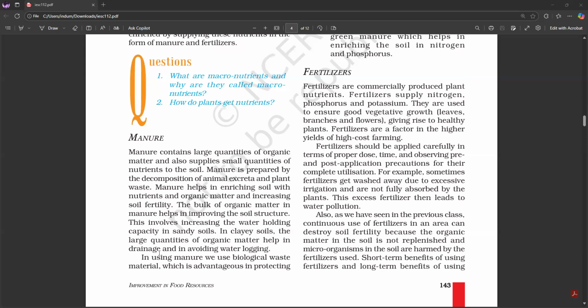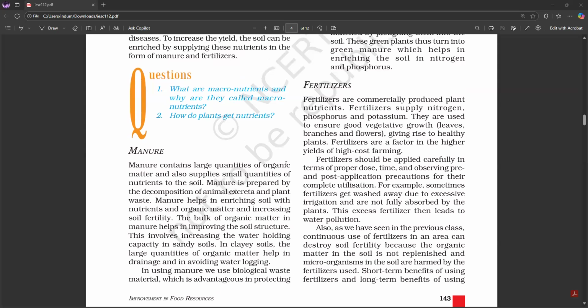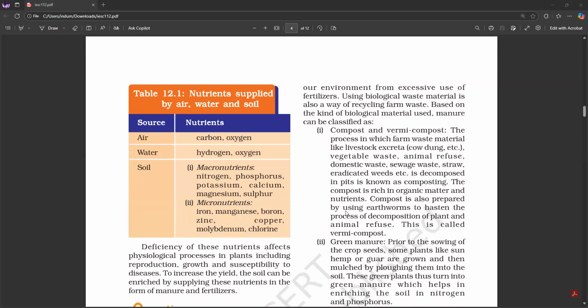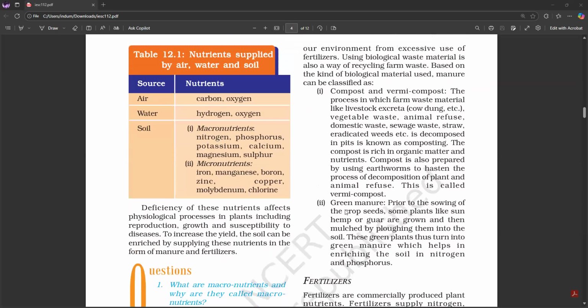This involves increasing the water holding capacity in sandy soils. In clayey soils, the large quantities of organic matter help in drainage and in avoiding waterlogging. In using manure, we use biological waste material, which is advantageous in protecting our environment from excessive use of fertilizers. Using biological waste material is also a way of recycling farm waste.